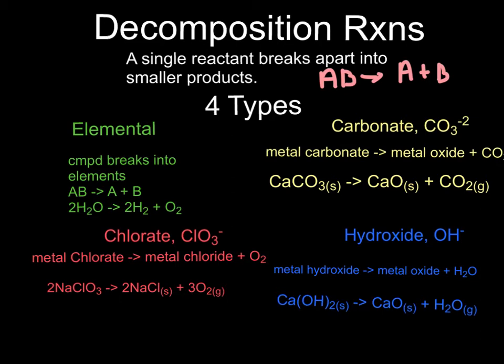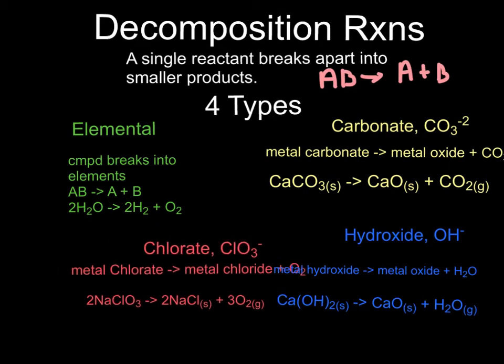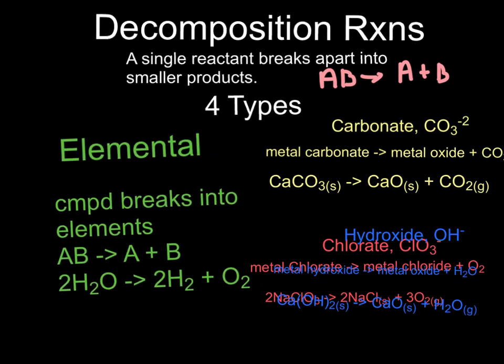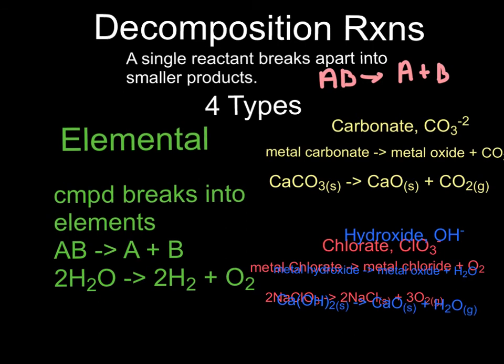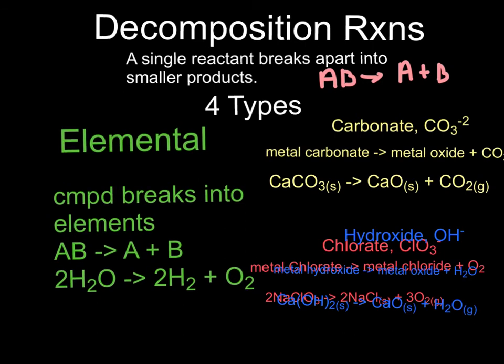All right, let's take a look. Elemental decomposition reactions are the easiest ones to work on, okay? I'm going to slide the chlorate over, and let's take a look at elemental. So this is where a compound breaks up into its constituent elements. So AB literally breaks up into A and B.